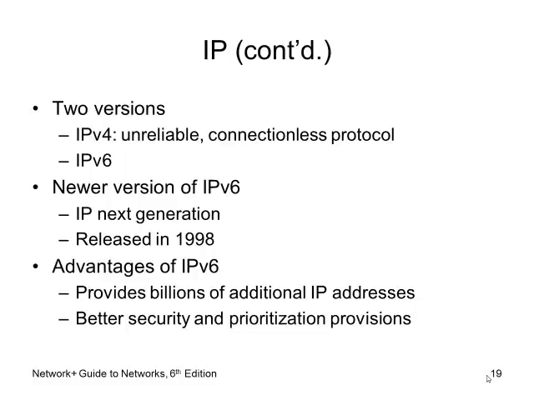Okay, 2 versions, 4 and 6. 4 is an unreliable connectionless protocol. It's old. It's really, really old. Okay, all right. 6 is newer, the next generation. Released in 1998. Advantages: billions of additional addresses, and better security and prioritization provisions.